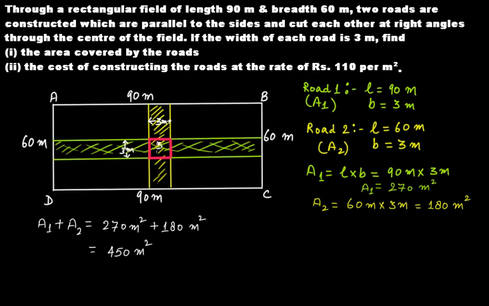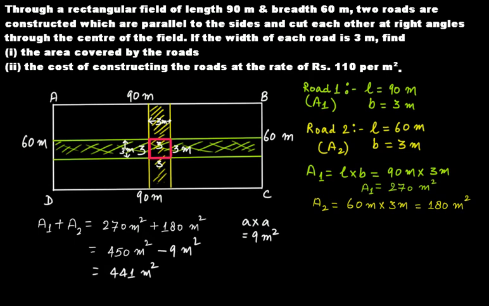This is 3 meter, therefore this is also 3 meter, and this is also 3 meter, and this is also 3 meter, right? Now clearly it's a square, and area of the square is what? A times A, that is side times side. So in this case it's 3 times 3, that gives us 9 meter square. Subtract from this 9 meter square, you get 441 meter square.